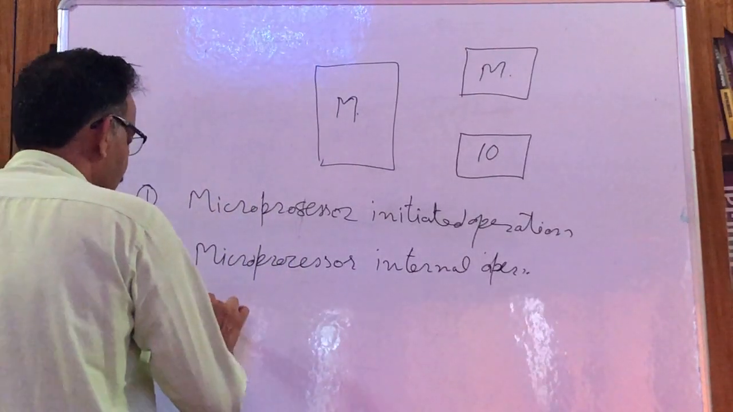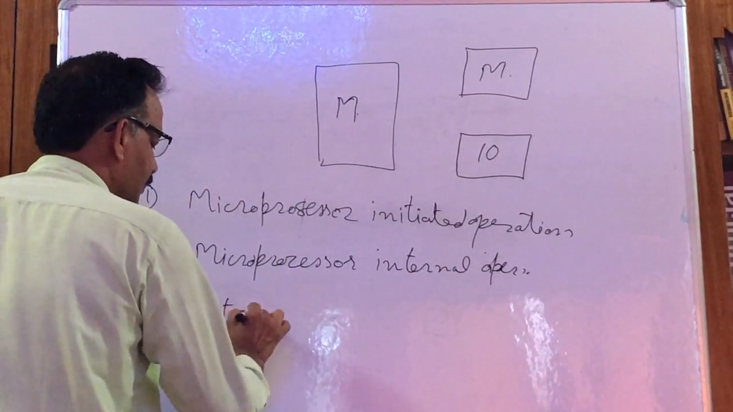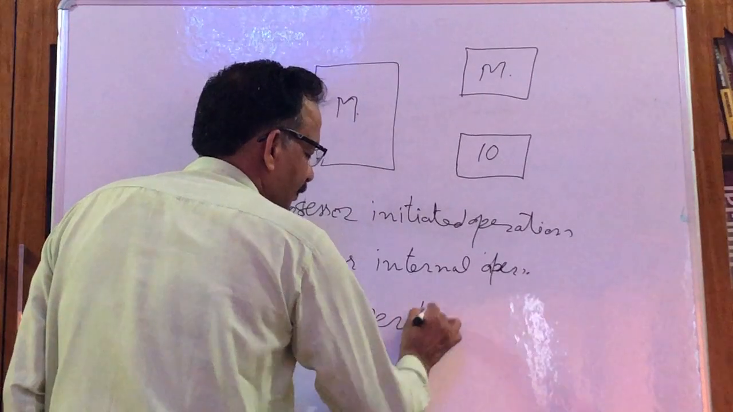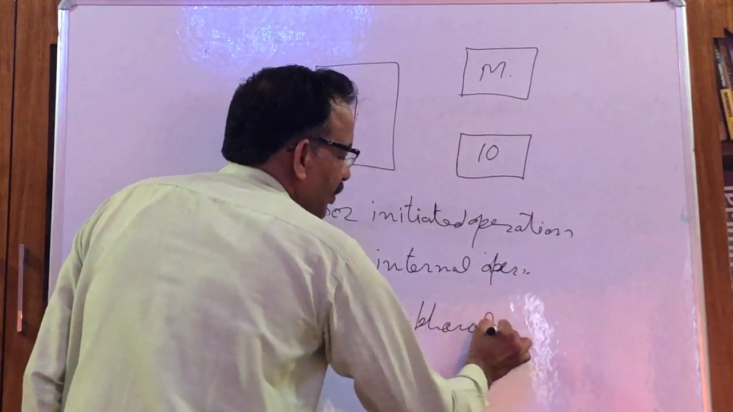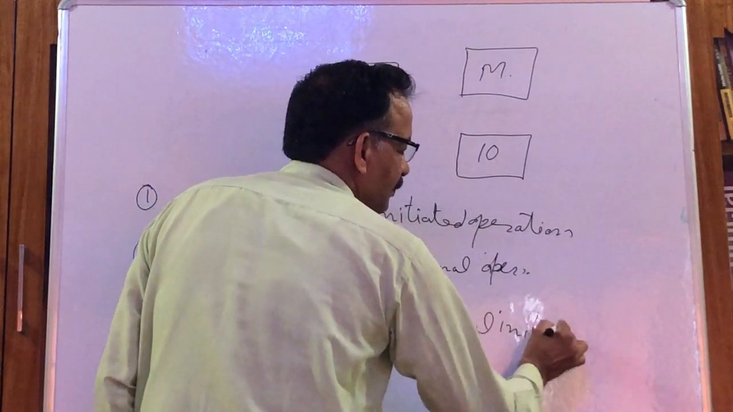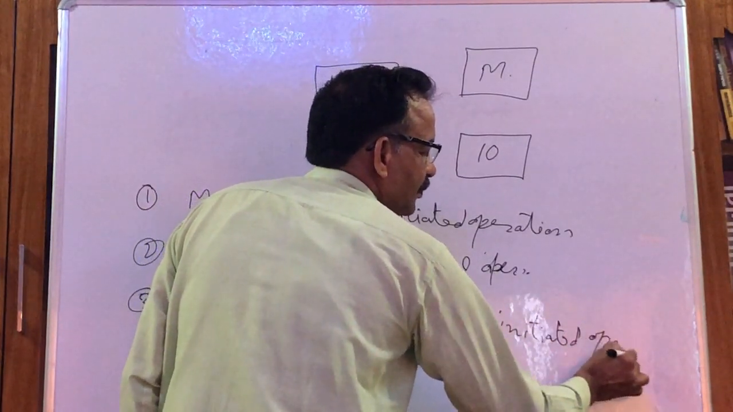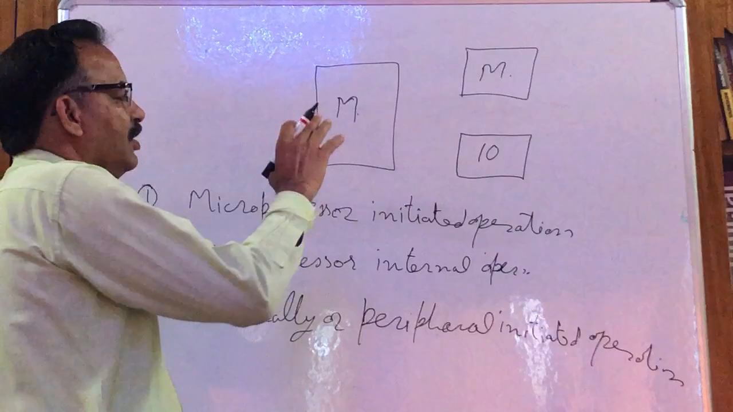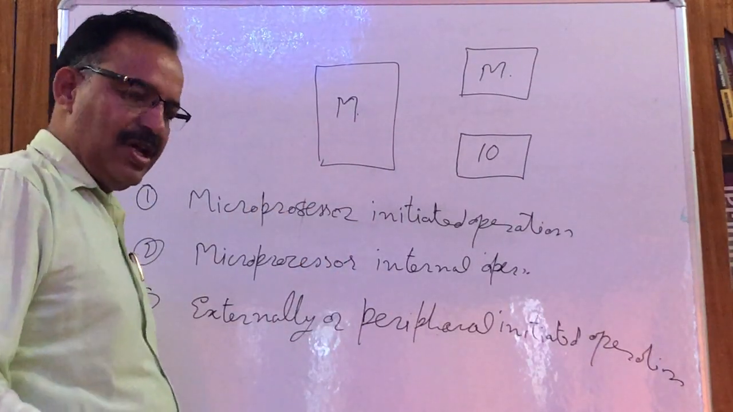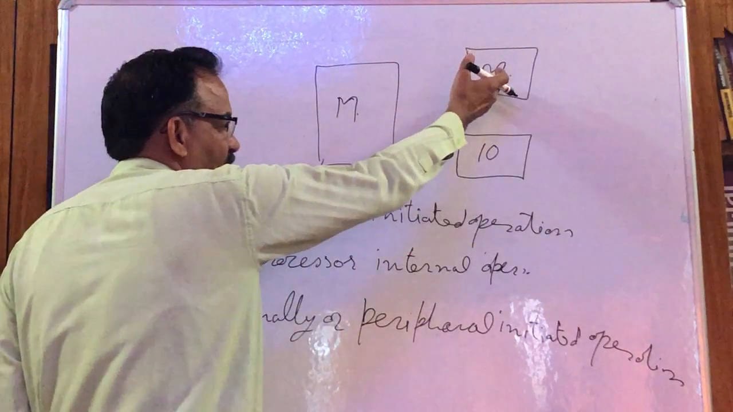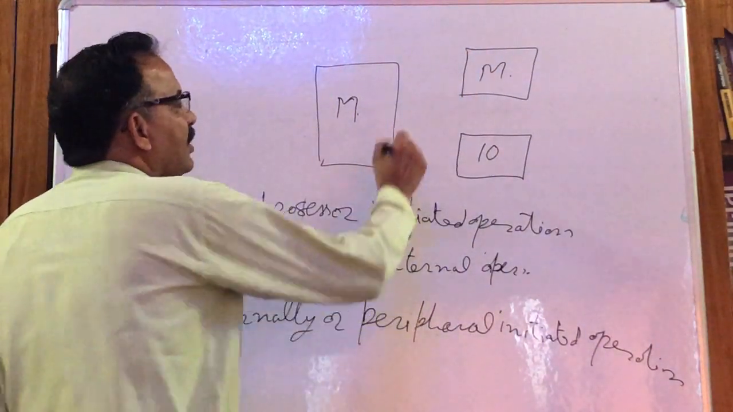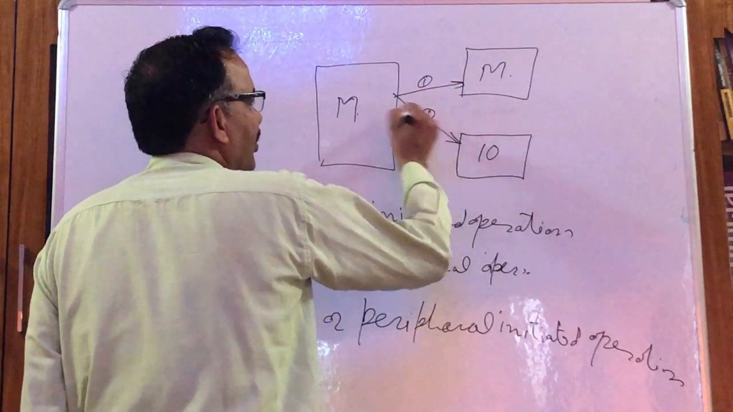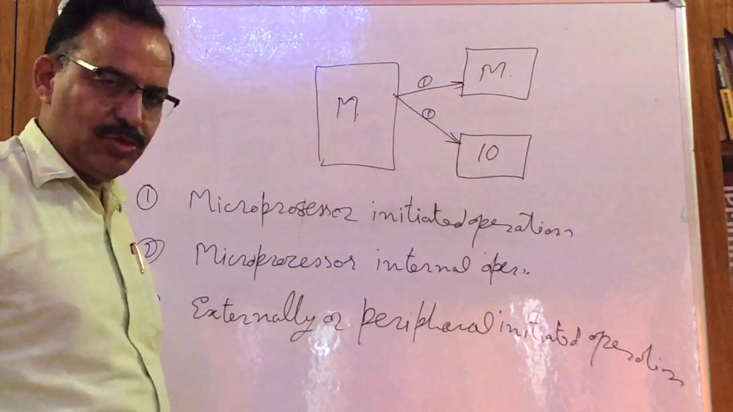And the third one is externally or peripheral initiated operations. That means the first operation, the operation which will be initiated by the microprocessor, and the external world. External world here means the memory and the I/O. They will do it. So you can say the first operation is the microprocessor initiated operation, the operation which will be initiated by the microprocessor, and the peripheral will do the operation.